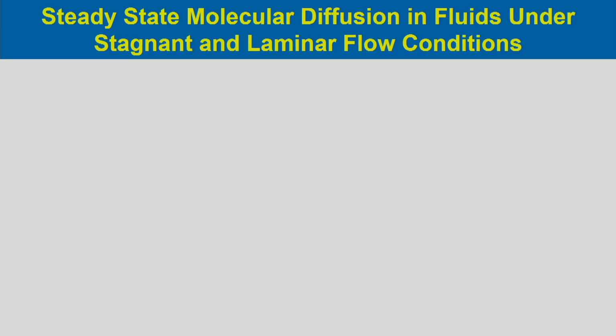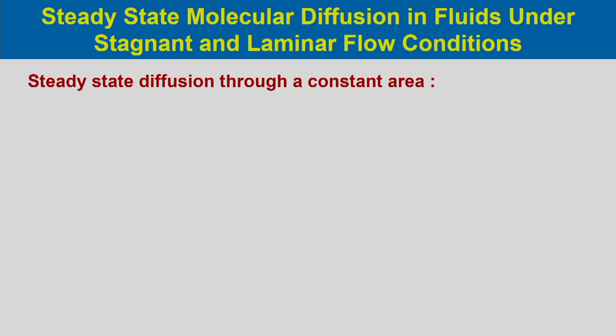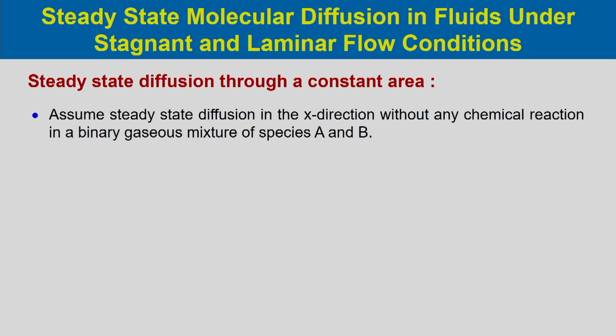Now, steady state molecular diffusion in fluids under stagnant and laminar flow conditions. If we consider steady state diffusion through a constant area, we assume steady state diffusion in the x direction without any chemical reactions in a binary gaseous mixture of species A and B.